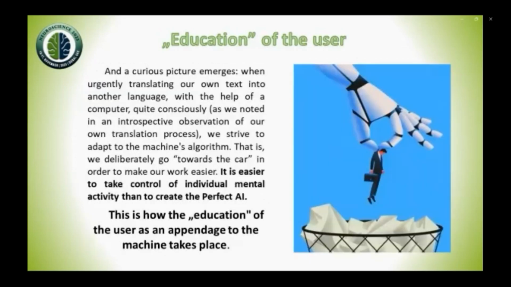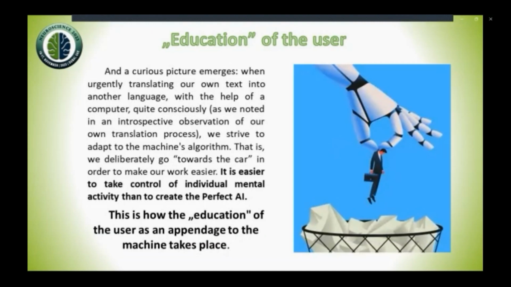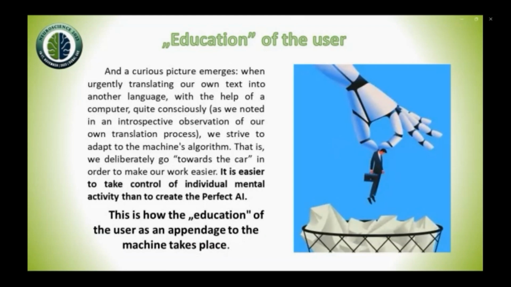When urgently translating your own text into another language with the help of a computer, quite consciously, as we noted in the introspective observation of our own translation process, we strive to adapt to the machine's algorithm. That is, we deliberately go towards the machine in order to make our work easier. It is easier to take control of individual mental activity than to create the perfect IT. This is how the education of the user as an appendage to the machine takes place.